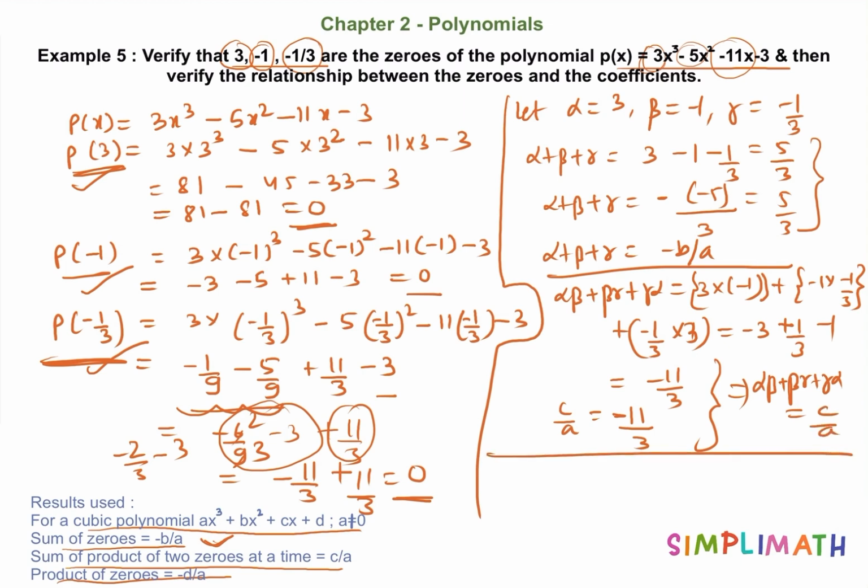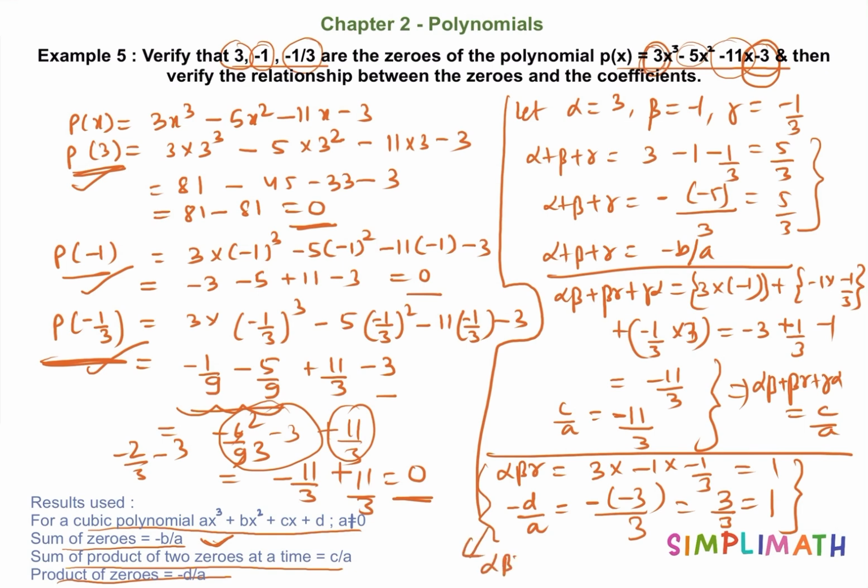Now let us check the product of the zeros. Alpha beta gamma is equal to 3 into minus 1 into minus 1 by 3, which is equal to 1. And let us check what is minus d by a. So minus of d, where d is the constant term, minus 3. And what is a? a is the coefficient of x cubed, 3. So here we get 3 by 3, which is equal to 1. So from here, what do we get? We get alpha beta gamma equals minus d by a. So we have verified the relationship between the zeros and the coefficients of the given polynomial p(x).